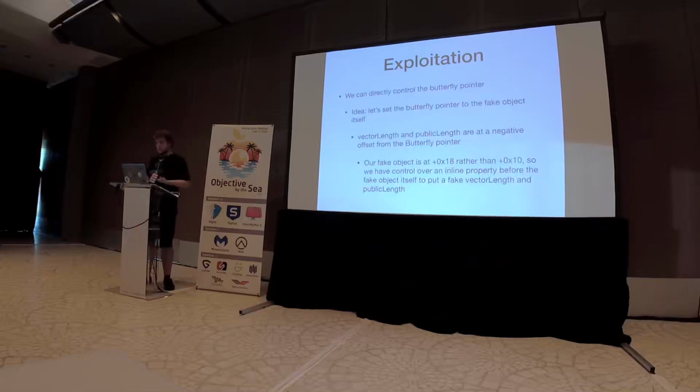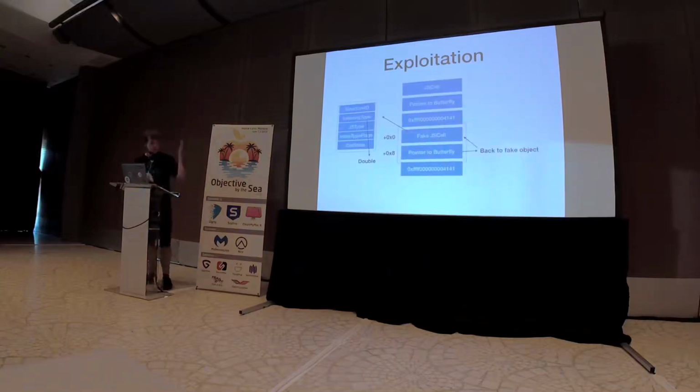One detail about butterfly objects is that the length of the butterfly itself is going to be stored at a negative offset from the pointer to the butterfly itself. And to take this into account, I have to shift the fake object by 0x18 rather than 0x10, which is the size of the JavaScript object header. So we have some space to control the fake butterfly's vector length and public length. And so the layout ends up looking something like this.